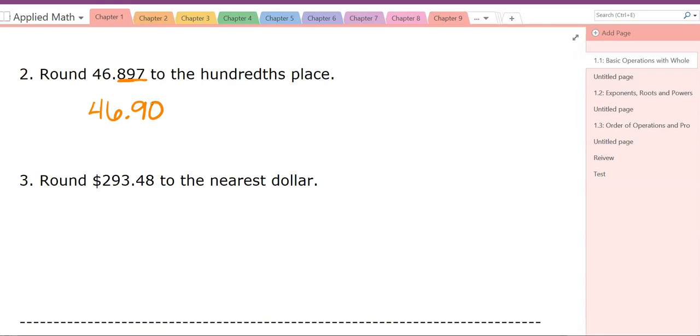Now rounding something to the nearest dollar, look at the cents. If it's less than 50 cents, you want to round down. If it's greater than 50 cents, you want to round up. So this would be $293.